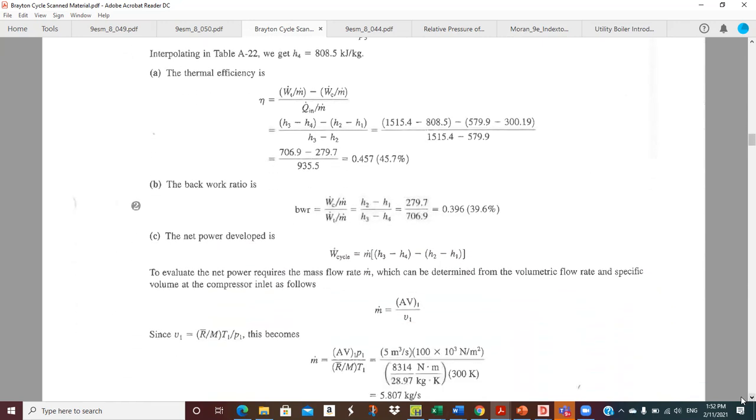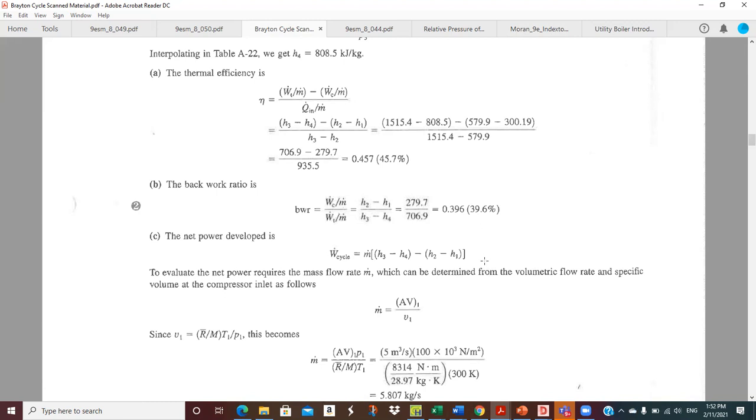The back work ratio is the compressor work input per unit mass, H2 minus H1, divided by the turbine work output per unit mass, H3 minus H4. With the numbers, we're about 39.6%. Those relative pressures, don't shy away from them. They make your life so easy. But it's got to be air, and it's got to be isentropic to use it directly.